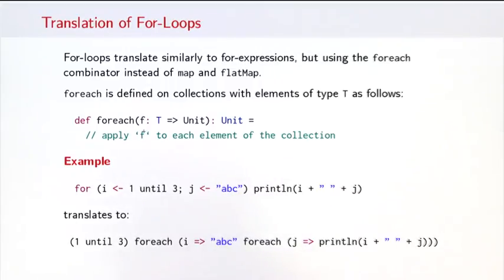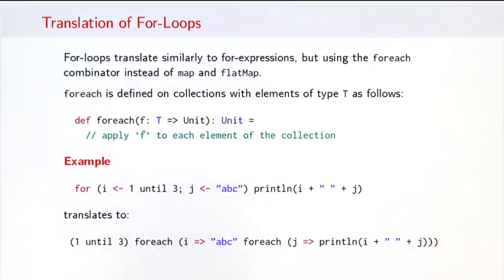For loops translate quite similarly to for expressions, but where for expressions translate into combinations of functions map and flatMap, for loops translate into combinations of the function foreach. So foreach is a function that's defined on all collections with elements of type T. It would take an argument, which is a function from T to unit, give you back a unit, and its effect would be to apply the given function argument f to each element of the collection.